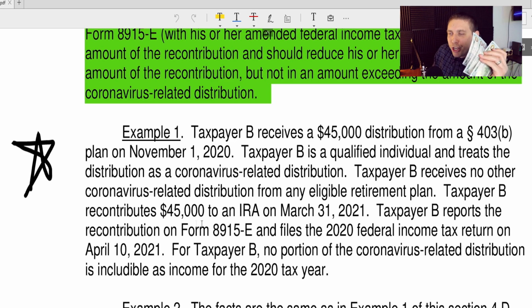Taxpayer B reports the recontribution on Form 8915-E, which we looked at a moment ago, and files the 2020 federal income tax return on April 10th, 2021. For taxpayer B, no portion of the coronavirus-related distribution is includable as income because he was going to report all $300 in the first year, but he also recontributed all the money by the due date of the return. Therefore, it wipes out. No tax to be included because he put the money back.